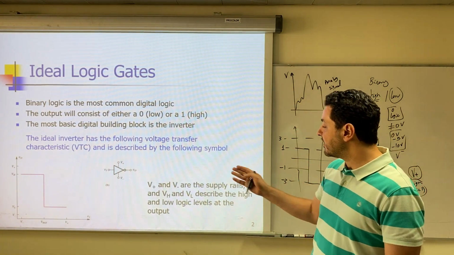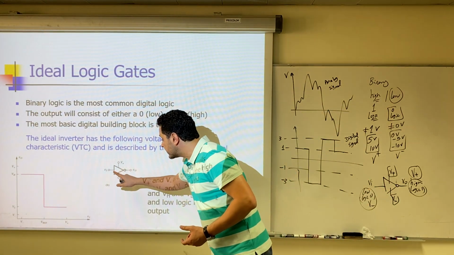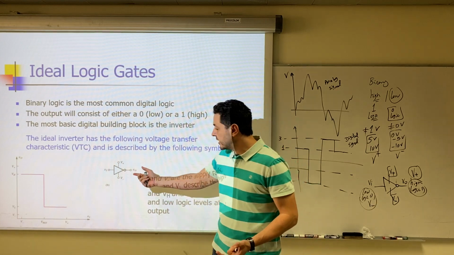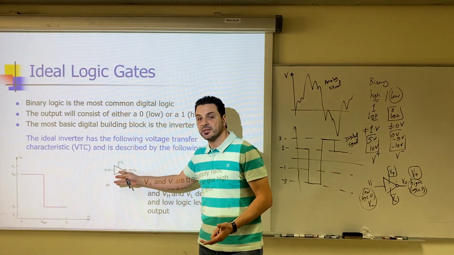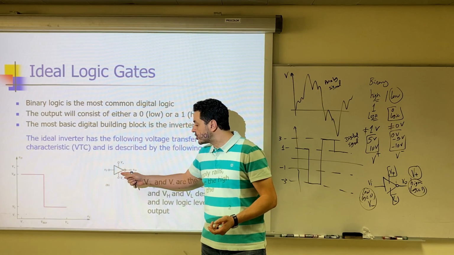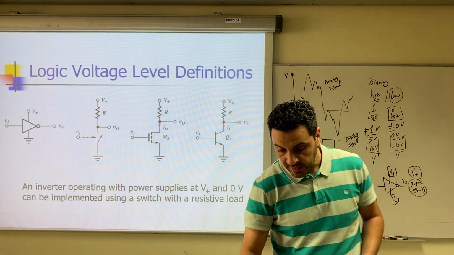V negative and V positive are the supply voltages used in the circuit that we design for this inverter. When we design this inverter, we use elements inside like transistors, resistors, and voltage supplies. So V plus and V negative are the voltage supplies used to design the circuit of the inverter.